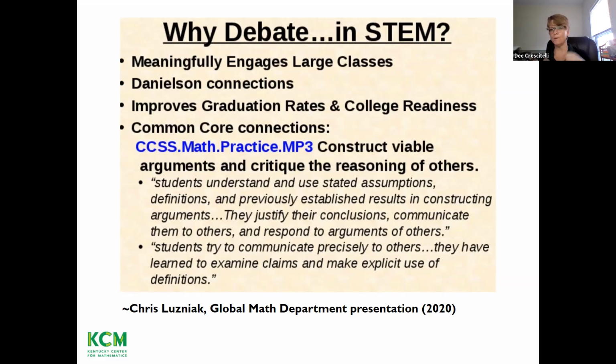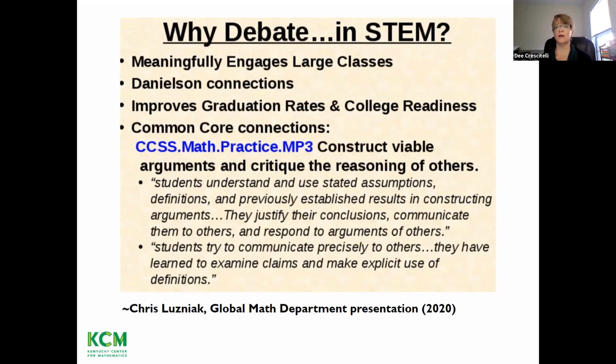You can grab a few people. You can grab different people the next day. If you only do it once a week, it becomes a routine thing, and kids know to expect it, however you want to structure that in terms of the routine. There's some research that debating improves graduation rates and college readiness: being able to articulate your arguments and defend them and critique the reasoning of others. Like that's a math practice for a reason, right? It's a skill that people need to use and use lots of in college, right?